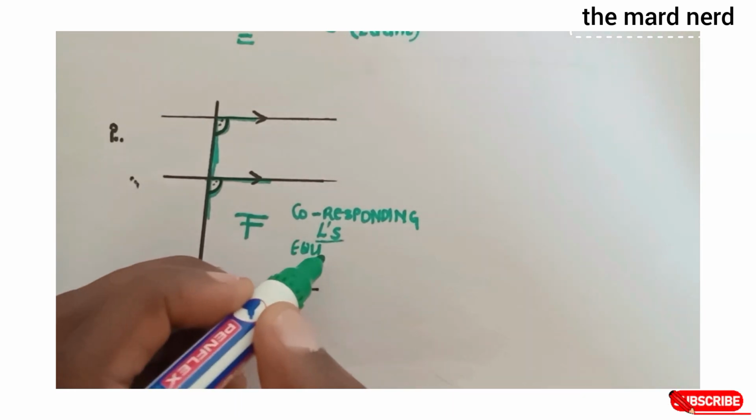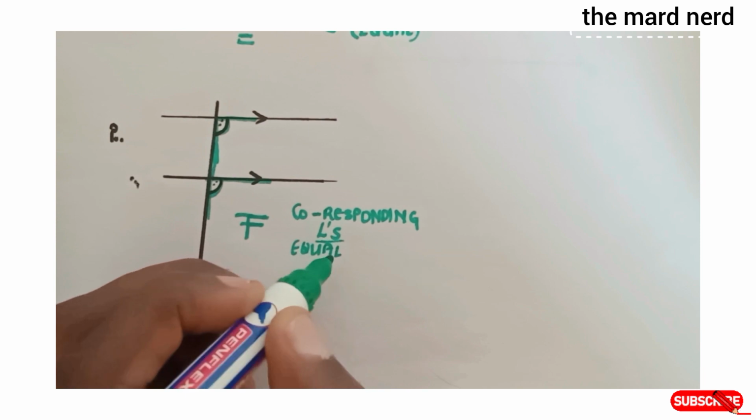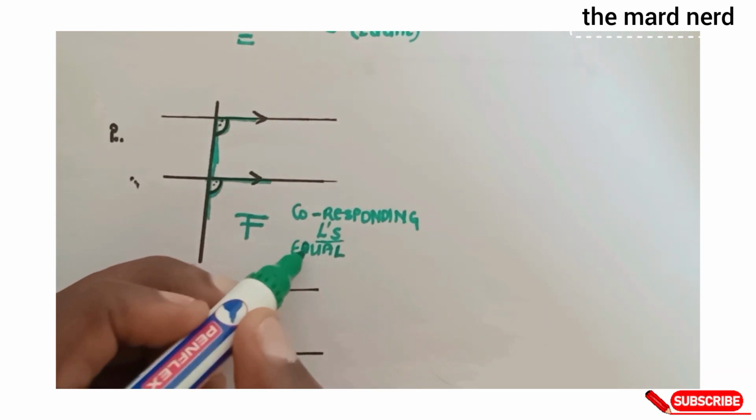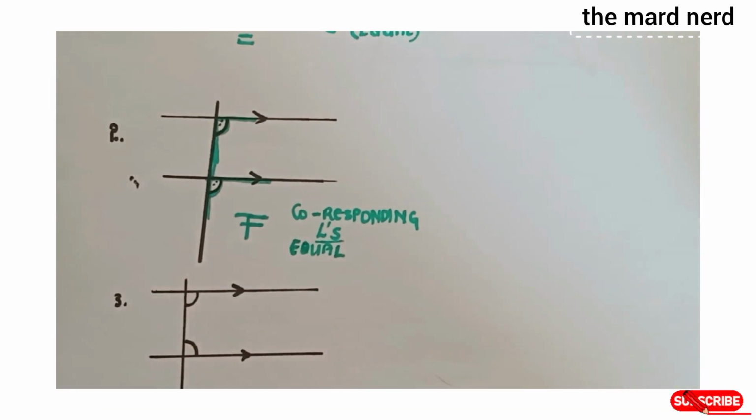So the corresponding angles produce angles that are equal to each other. So that's it for the corresponding angles. It forms an F shape. The corresponding angles are equal, provided the lines are parallel to each other, and then the transversal line cuts and produces an F shape. That's it for the corresponding angles.